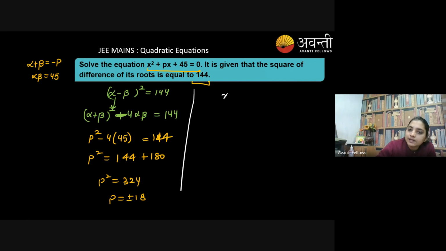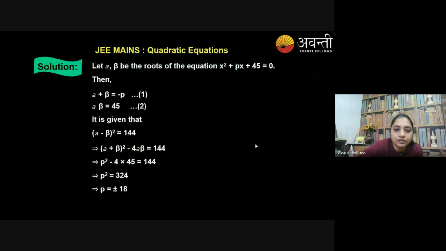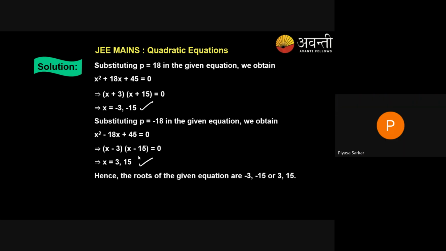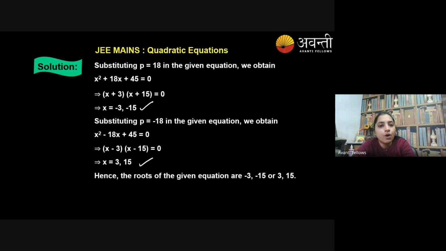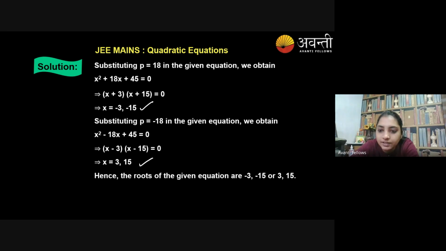It means x square plus 18x plus 45 is equals to 0, and x square minus 18x plus 45 is equals to 0. Clear? Can you find the values for these two? So you will get the two values. One is minus 3 and minus 15. Another one is 3 and 15. Clear? Okay, ma'am. Haanji, clear to all? Yes, ma'am. Anyone having any doubt?